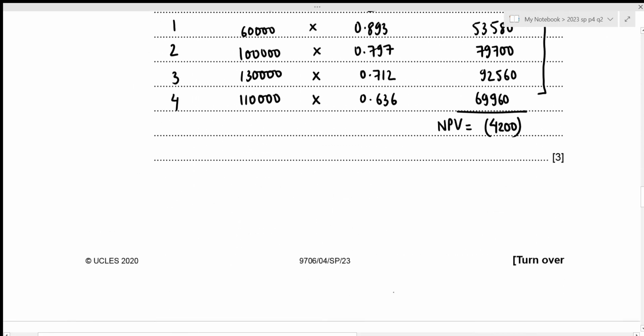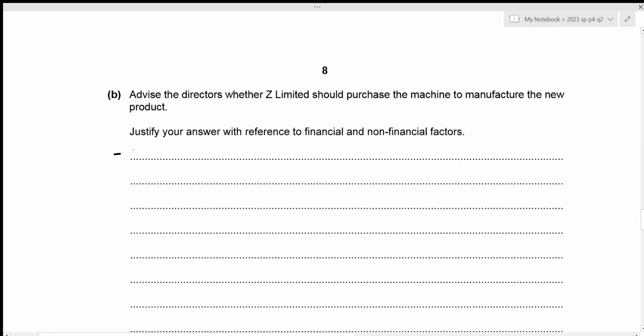Let's write it down. Payback period is before the end of investment.